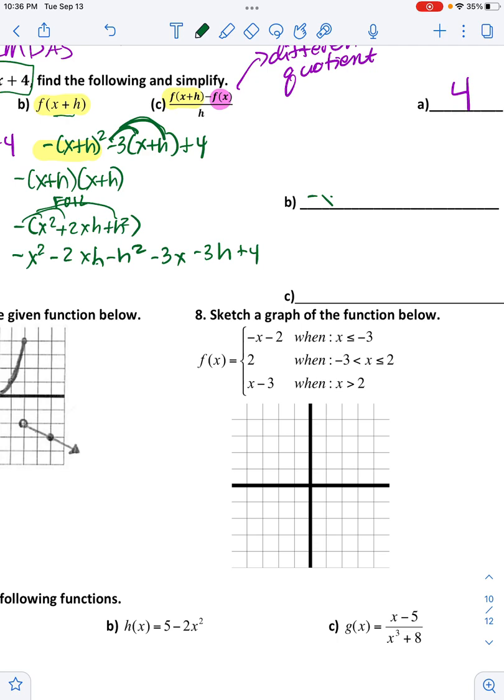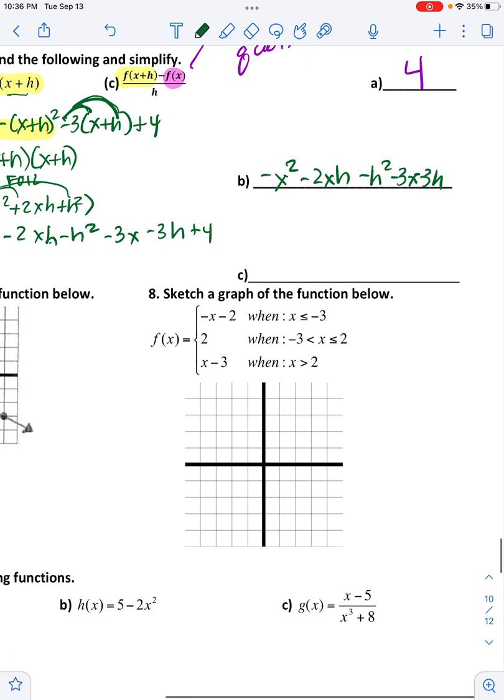Well, let's see if there's anything that can cancel out of here. In this particular problem, nothing cancels, nothing combines. So in the entire thing, there's no other x squareds, no other xh's or h squareds, or plain x's or plain h's, or constants. It really wants me to do that update.